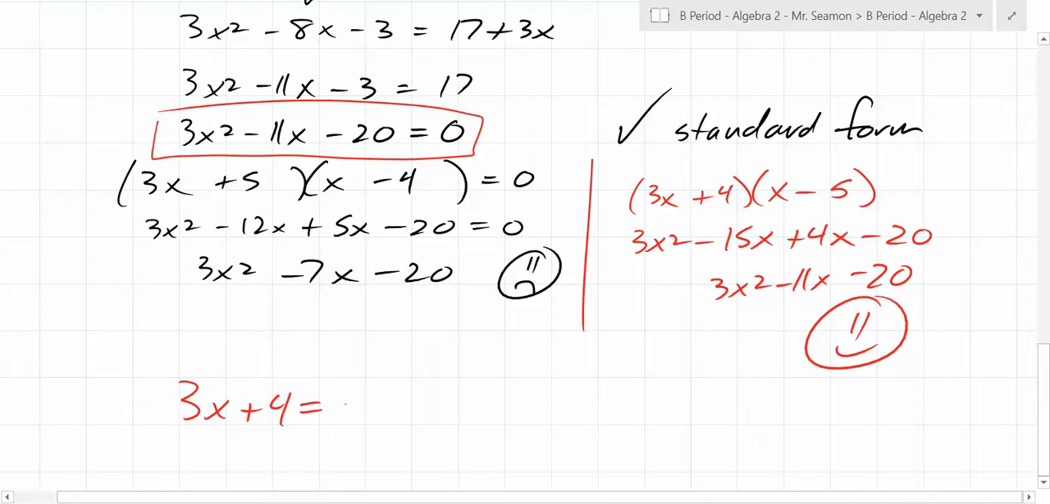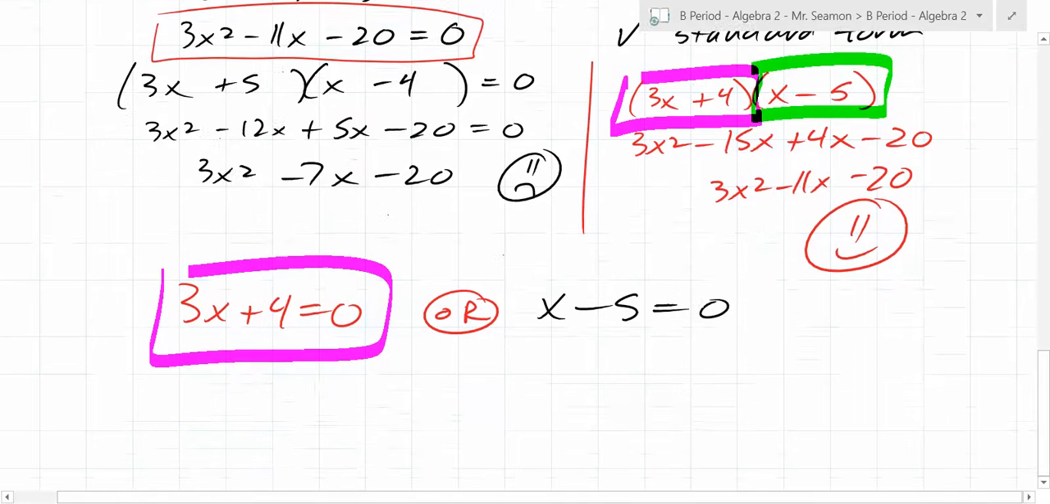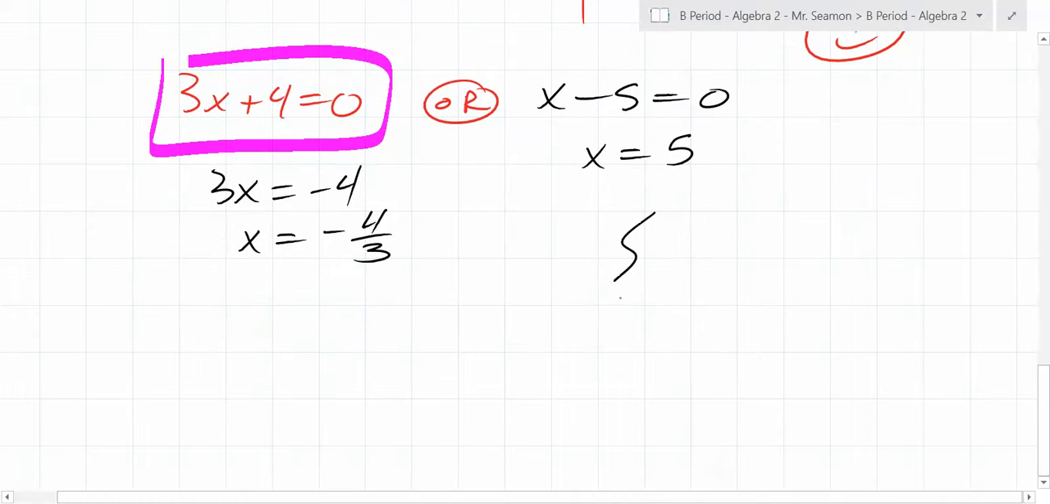So now what do you know? 3x plus 4 equals 0 or x minus 5 equals 0. So what does that mean? x equals? Everybody, if you look up here. Yep, there you go. So 3x equals negative 4, so x is equal to negative 4/3. If you write this out, you'd end up with negative 4/3, comma 5.